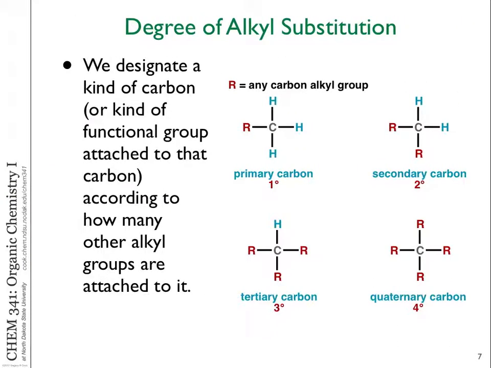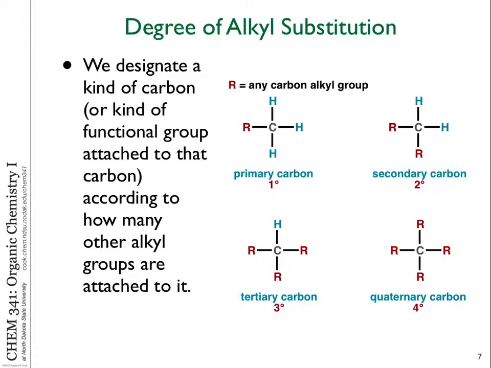So we designate different kinds of carbons depending on how many alkyl groups are attached, whether they're primary carbons, secondary carbons, tertiary carbons, or quaternary carbons. If you take a look at this example, by the way, I'm using this symbol R. We use this commonly in chemistry as a generic symbol for any alkyl group. So R could be anything, any carbon group.